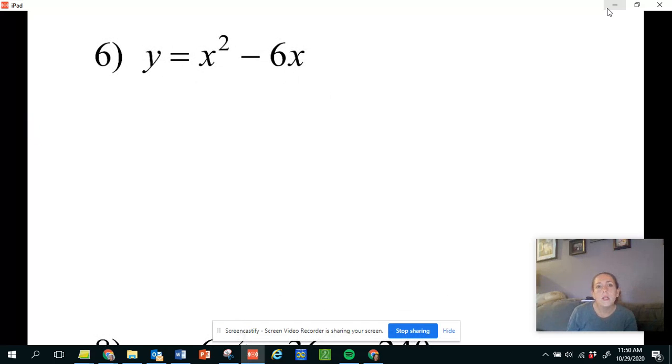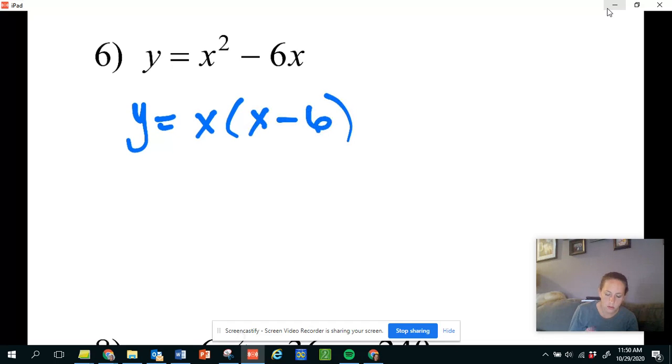Next, here. Again, both terms have something in common. They both have an x. So I'm going to start by factoring out an x. Once I take away an x from both of them, though, I don't have an x squared anymore. So I'm done. The end.